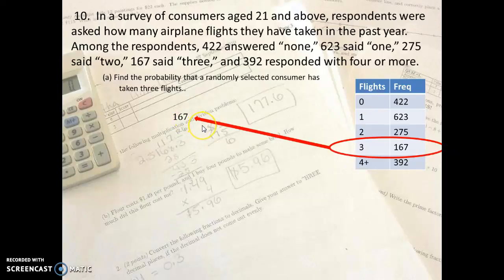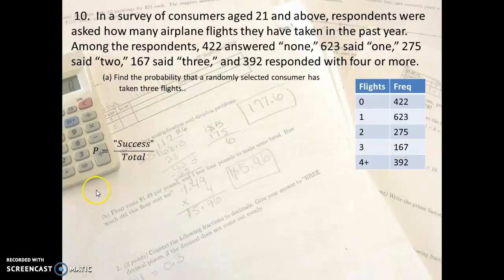But wait. I'm getting ahead of myself because this says probability. We got to make sure we know the formula for probability. Probability is always going to be a fraction. And notice the bottom of that fraction says the total. Well, I need to say how many total people am I considering in this case. Add them up. 1,879. It's on the bottom of my fraction.